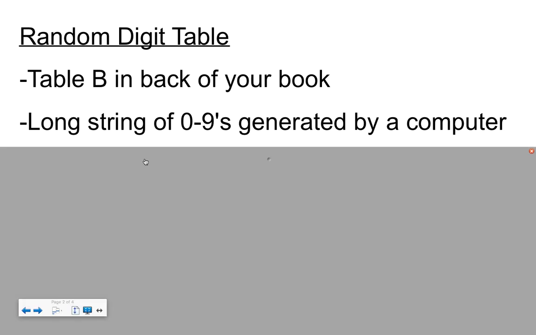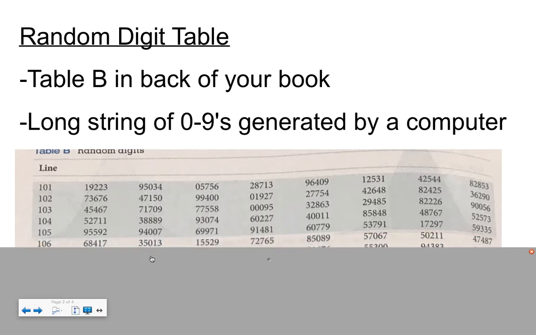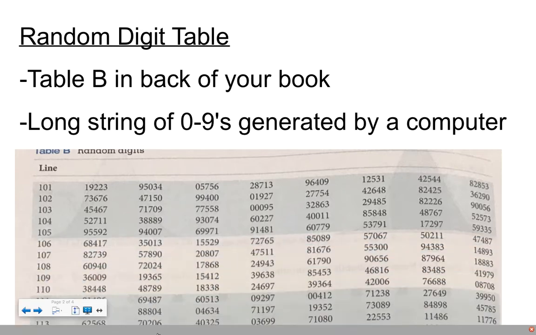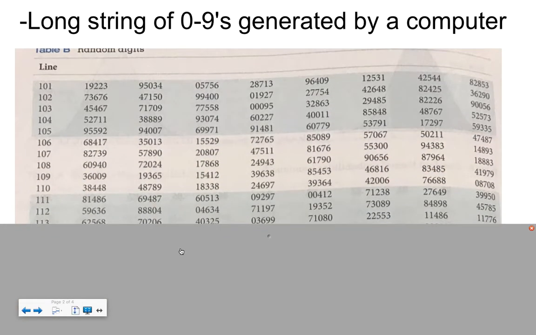It's not on the very, very back cover, but if you turn one page over on page T-2, it says Table B at the top, Table B random digits. So essentially, this is just a long string of digits, zeros through nines, generated by a computer. If you look at the table here, here's a chunk of it.